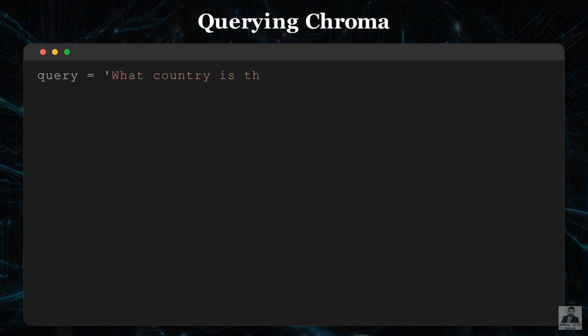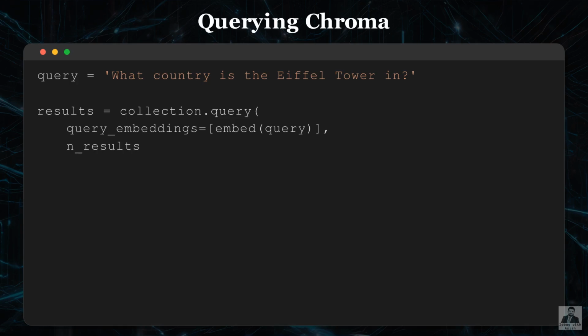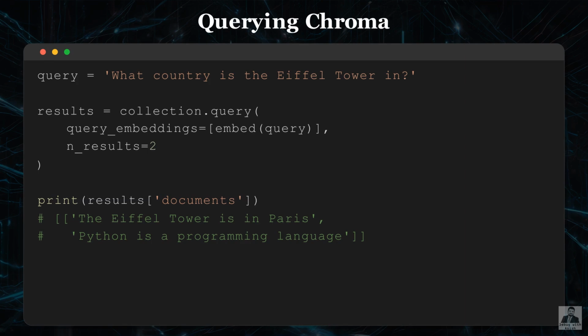To search, we call the query method, passing the embedding of our query text and the number of results we want. Chroma returns the closest matching documents along with their distances. Notice the distance for the Eiffel Tower document is 0.08, very close. The Python document scores 1.21, much further away. Lower distance means higher similarity. Chroma handled all the indexing and nearest neighbors search for us automatically.